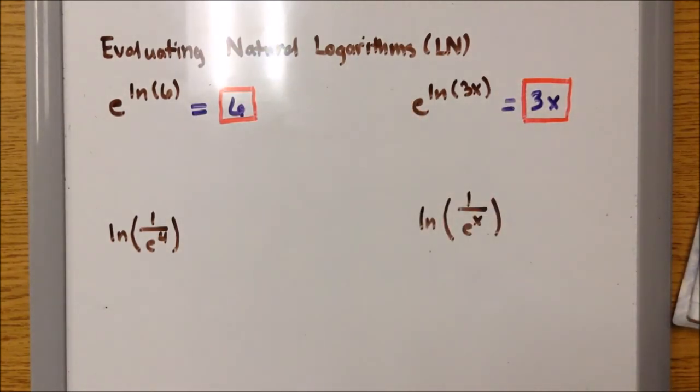And then you're done with those two examples. Alright, now, in this example, ln of 1 over e to the 4th power. Well, in this case, we do have a fraction.